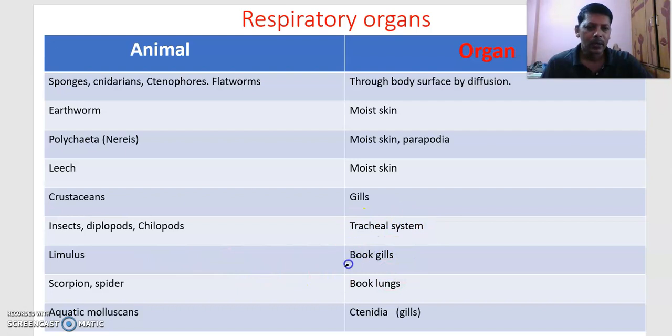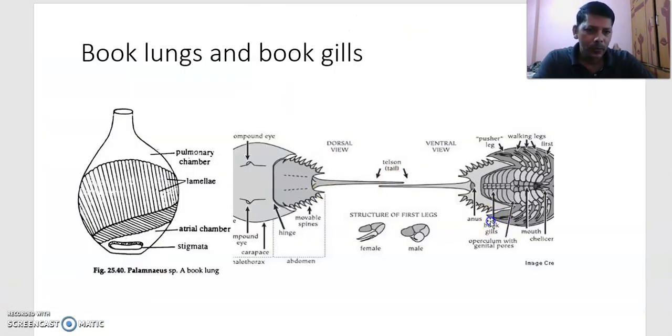And Limulus. In Limulus, the respiratory organs are book gills. You can observe here the book gills. Observe here, these are the book gills.